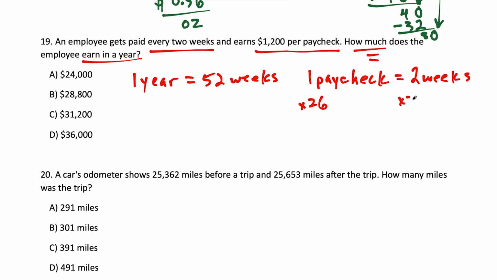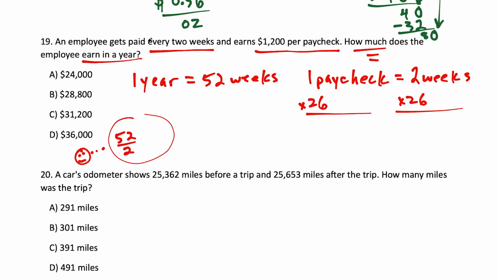Okay, if that's not clear, like where I'm getting that number from, the math that I'm doing in my head is I'm taking 52 and I'm dividing it by 2, because if the person gets paid every 2 weeks and there's 52 weeks in a year, we divide by 2 to make groups of 2 weeks, and there's 26 groups of 2 weeks. Okay, so that's 26 paychecks. So this person's getting paid 26 times in the 52-week year.